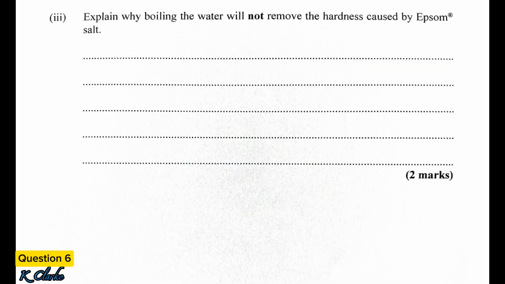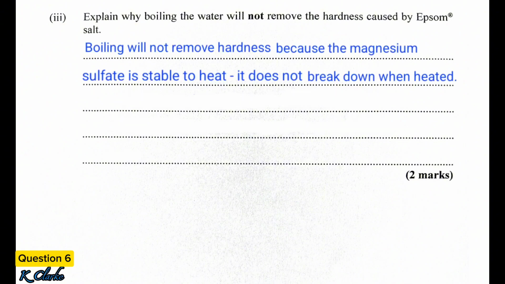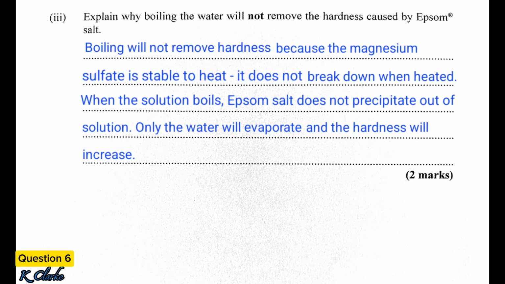Part 3. Explain why boiling the water will not remove the hardness caused by Epsom salt. Boiling will not remove hardness because the magnesium sulfate is stable to heat, meaning it does not break down when heated. When the solution boils, Epsom salt does not precipitate out of solution. Only the water will evaporate and the hardness will increase.